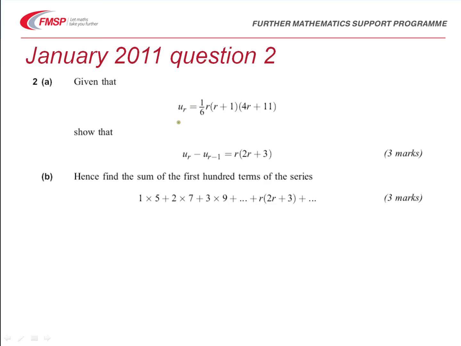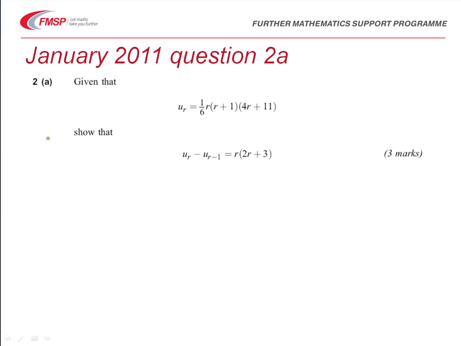In the first part, we're asked to find the difference between UR and UR minus 1 and show that it equals R times 2R plus 3. And then in the second part, using that result and the method of differences, we can find the sum of the first 100 terms of this particular series that we've been given. So, on to the first part then.